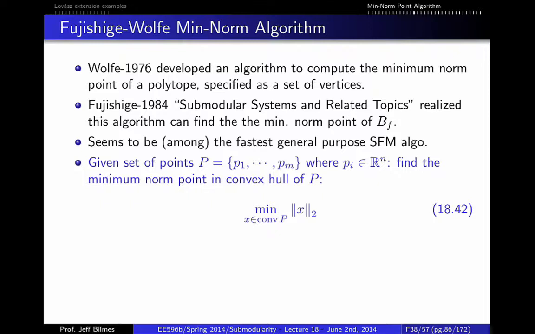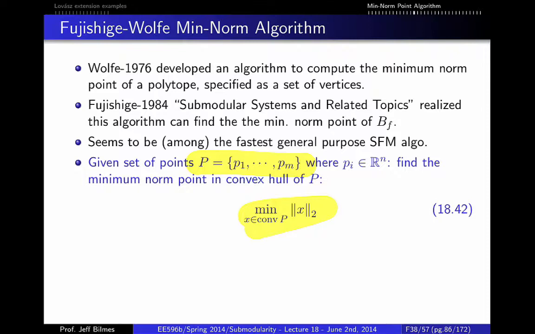Okay, so you've got a set of points. This is what the min-norm algorithm does in general from '76. Wolfe in '76 does not define submodular functions. It was Fujishige who realized that it could be applied to submodular functions. Wolfe was just talking about a general optimization problem of the following form, where you have a set of points, P1 through Pm, where each of the P's lives in R^n, and you want to find the minimum norm point in the convex hull of P. So we recognize this problem as, P is really the base polytope, and these are all of the extreme points of the base polytope.